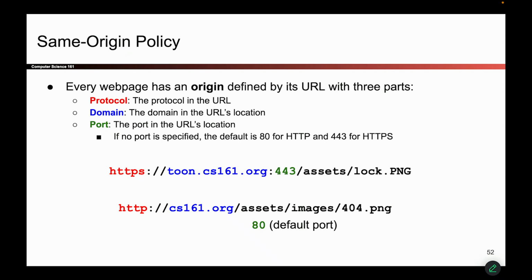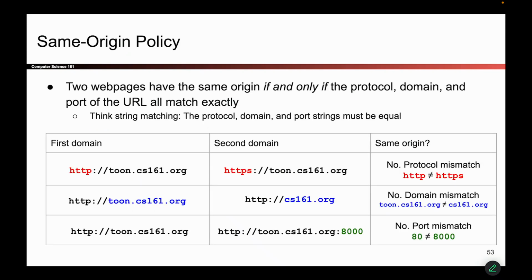And what we can do is we can compare the origins of 2 different websites to see if they are related or if they are not related. So this is how we define, at some level, what a website is or who it belongs to. And then we can check the origins of different websites to see if they are related, in which case they can access each other's data, or if they're unrelated, in which case they should not be able to access each other's data. So the way you check, it's pretty simple.